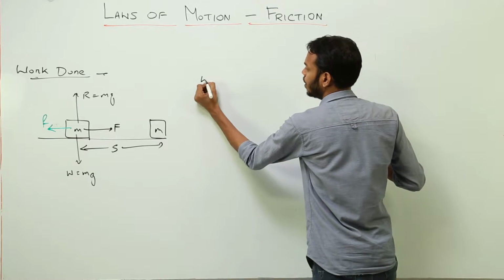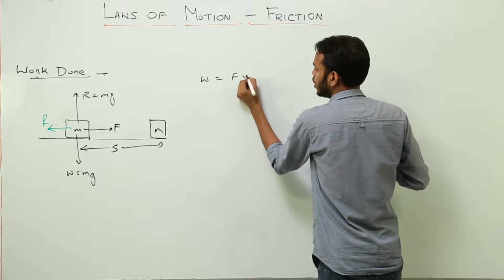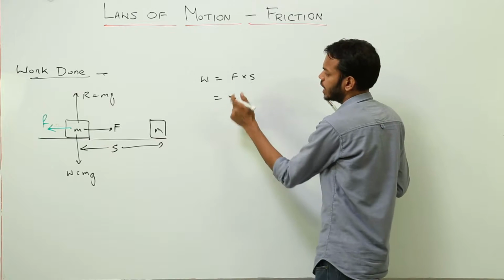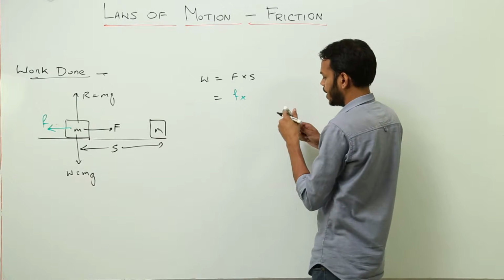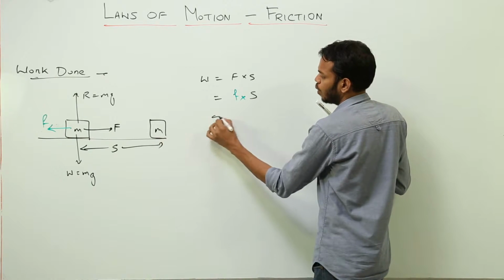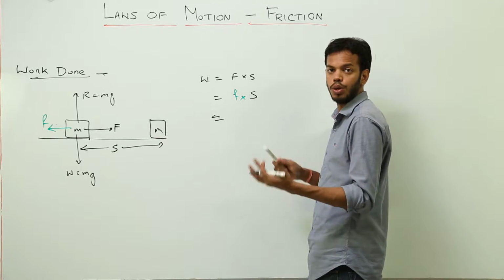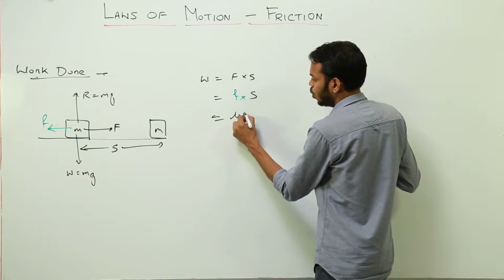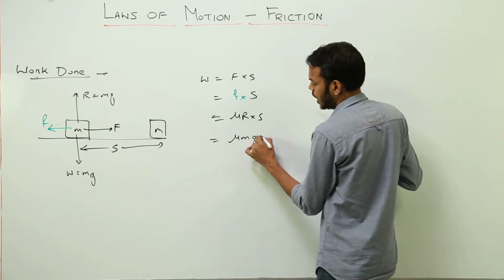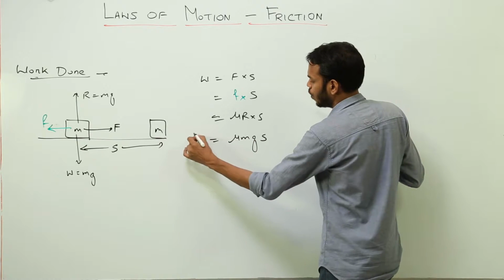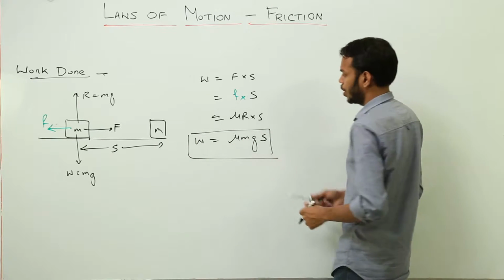So work done would be what? Force into displacement. The force at this point would be equal to the frictional force acting on the body, multiplied by the displacement. What is the formula for frictional force? That is mu into normal reaction R, so mu R into s. Now this is equal to mu mg into s. So this is the value for work done on the body.